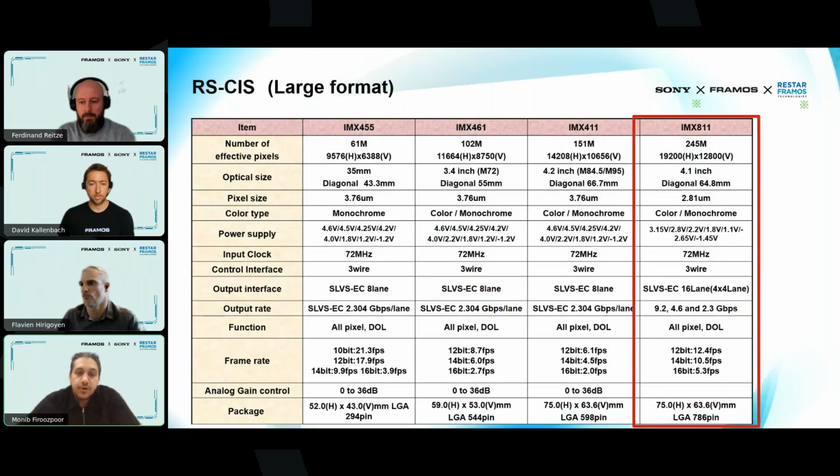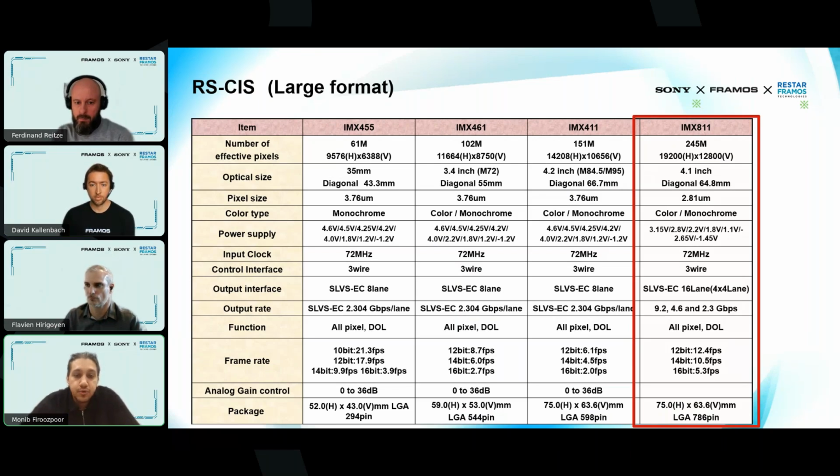I think these 4 products are a good example of Sony's approach to the large format market using backside illuminated CMOS image sensors. And these sensors come in various resolutions. For example, we have the IMX455, 61 megapixel. Then we move on to IMX461, 102 megapixel, IMX411, which is very well known in the market, 151 megapixel. And the latest product from Sony is the IMX811, the one in the red rectangle. This is our highest resolution rolling shutter industrial image sensor, which is 245 megapixel.